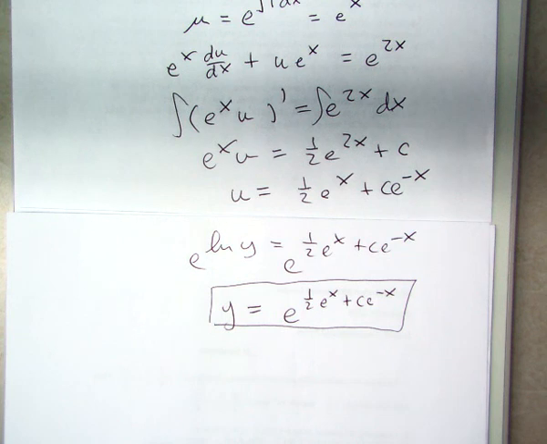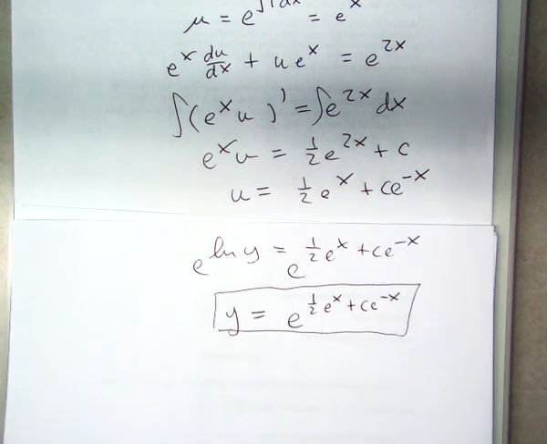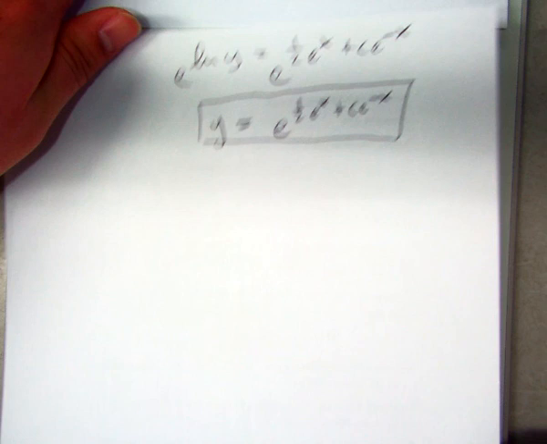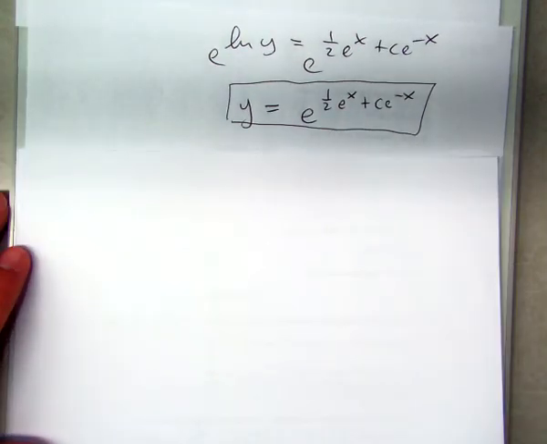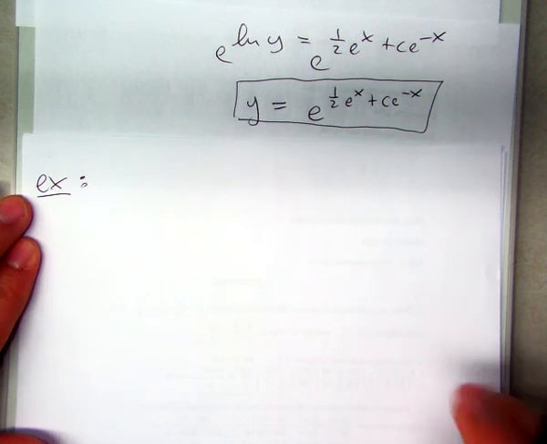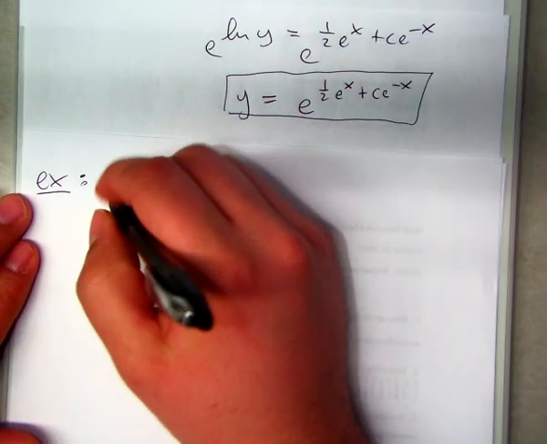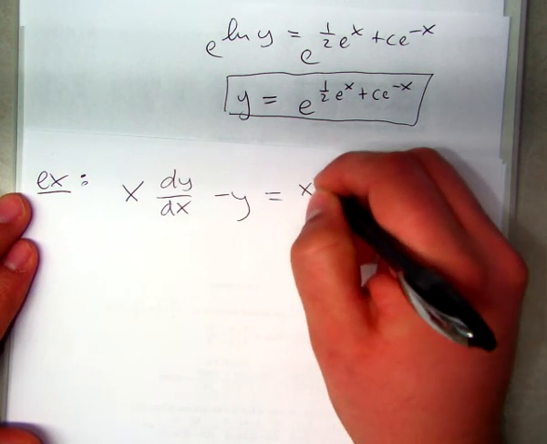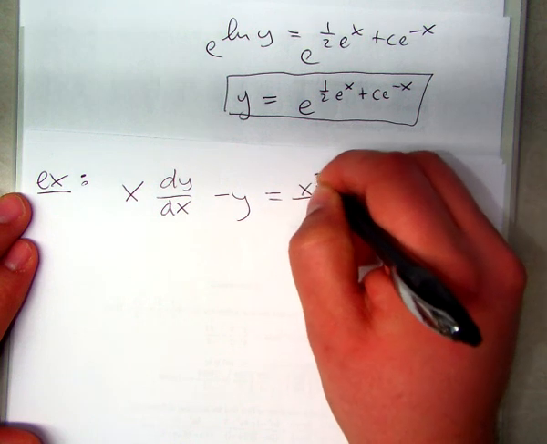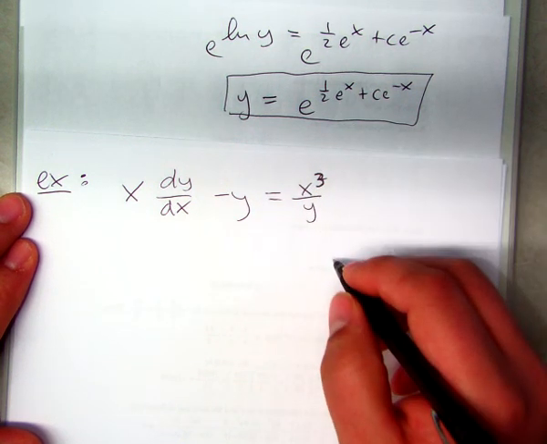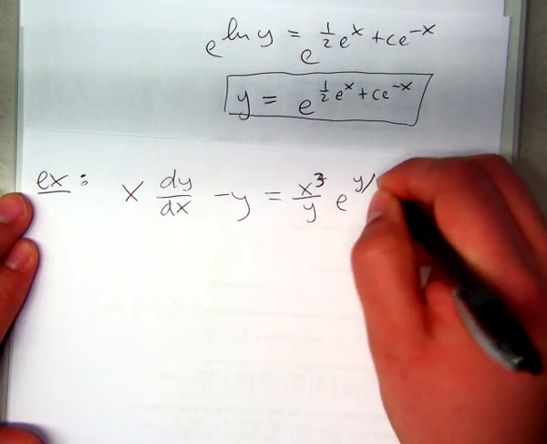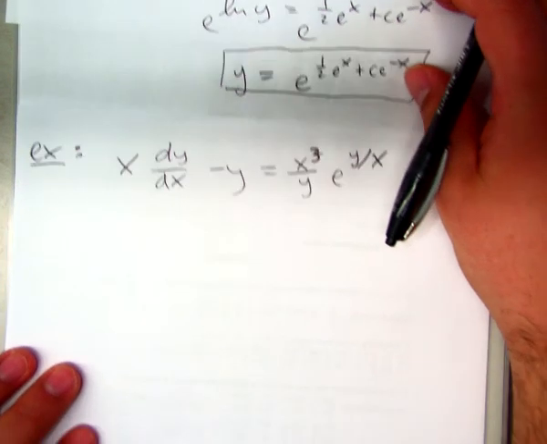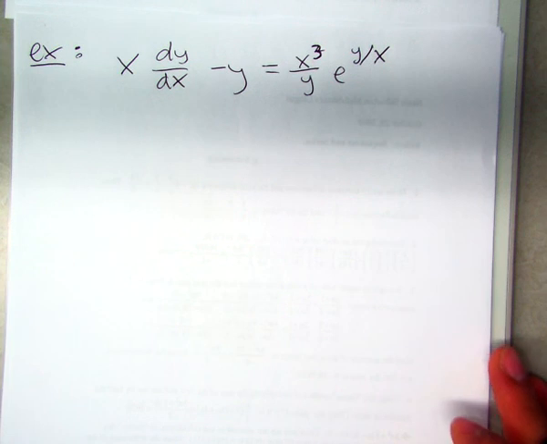All right, I'm going to give you guys an example to try. We'll talk about it first. x dy dx minus y equals x cubed over y times e to the y over x.